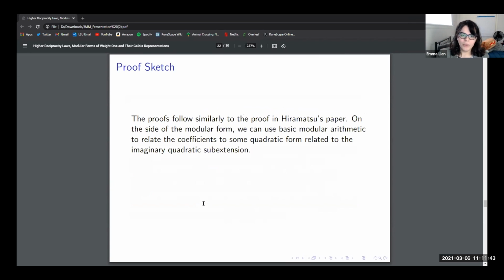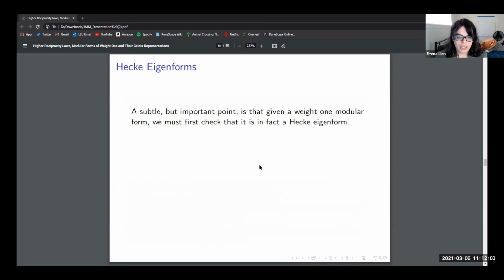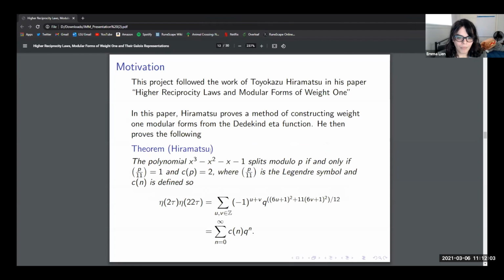So the proofs actually follow similarly to how he proved it in his paper. On the side of the modular forms, we can use basic modular arithmetic to relate the coefficients to some quadratic form related to the imaginary quadratic subextension. If we looked at the Fourier expansion of the 2 and 22 case, we see that in this exponent here, we have sort of a quadratic form. And this is the quadratic form that I'm referring to when I say that we're going to determine the coefficients by looking at this quadratic form.